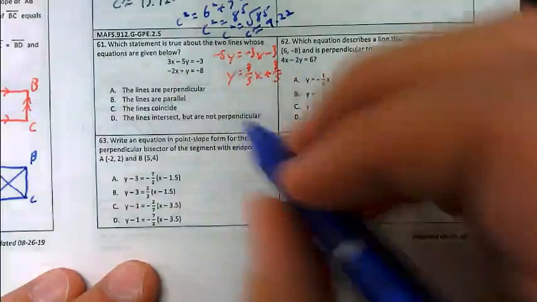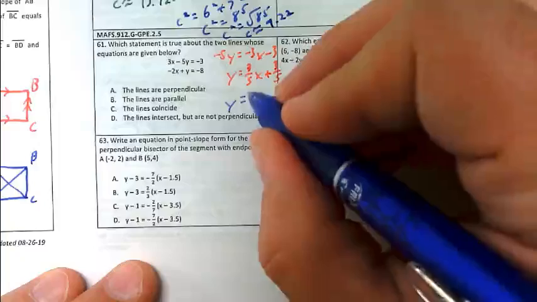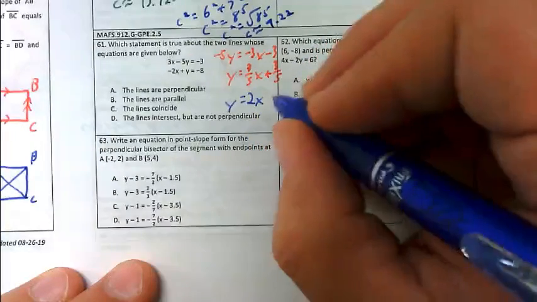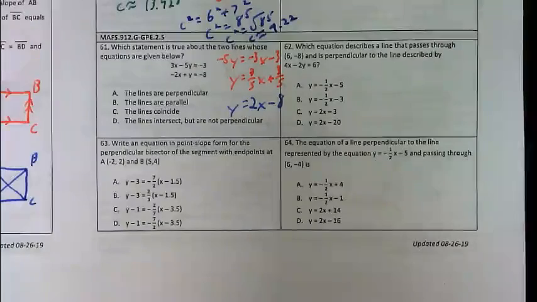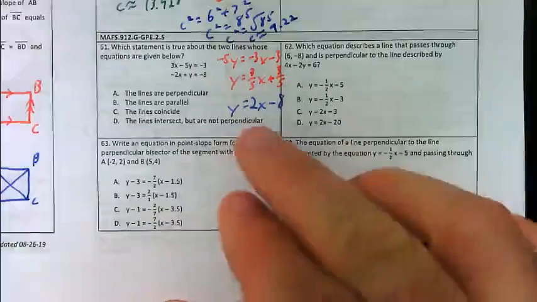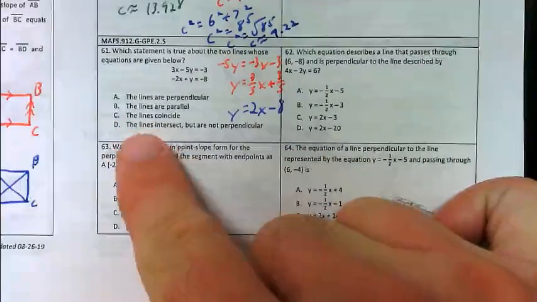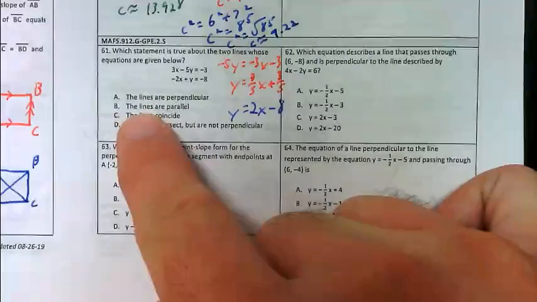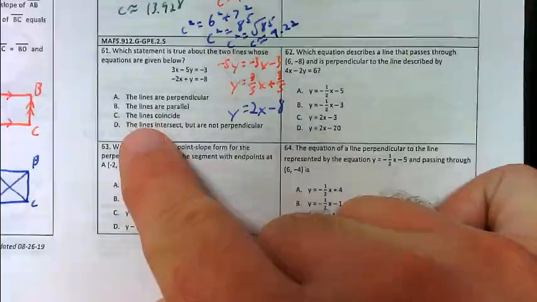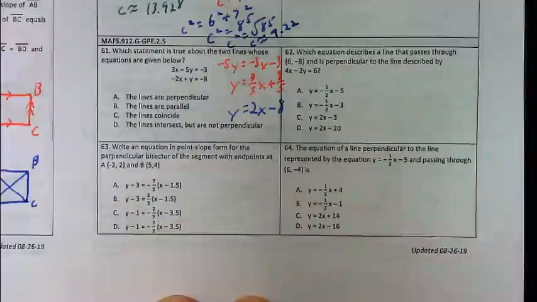Let's do the same thing for the other one. Bring the negative 2 across by adding positive 2, so 2x minus 8. These two, they don't have the same slope. They don't have the same y-intercept. So they should just intersect. Let's see, are they perpendicular? Nope. Are they parallel? Nope. The lines coincide? Nope. The lines intersect but are not perpendicular. That would be the one, B.